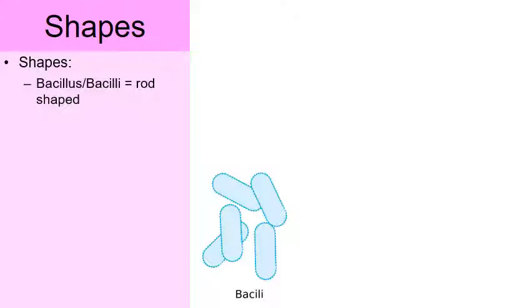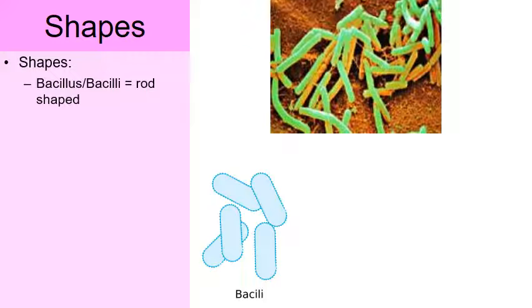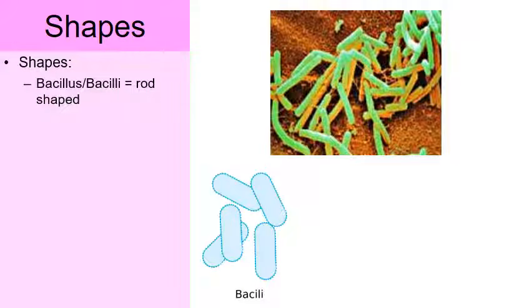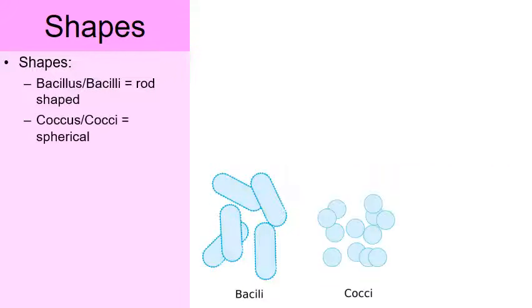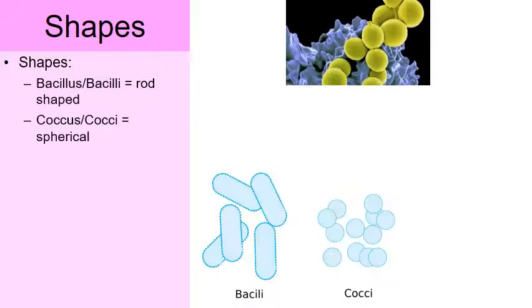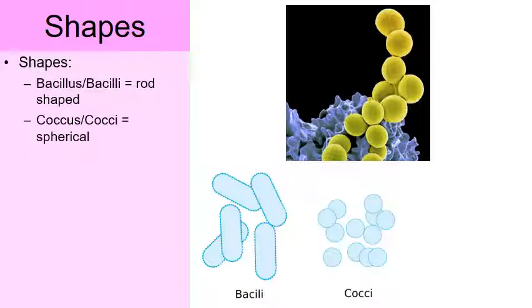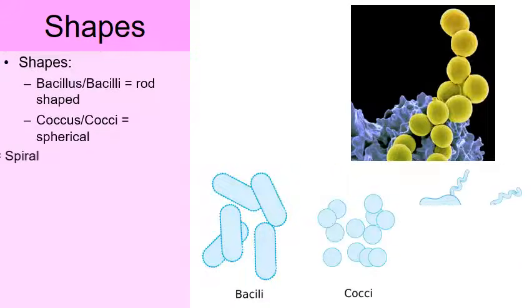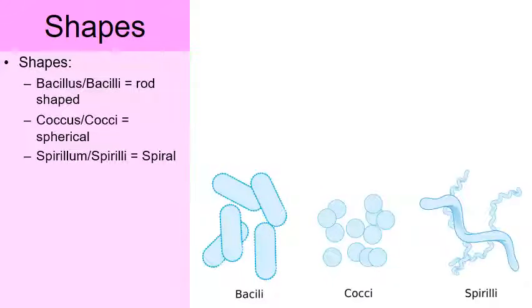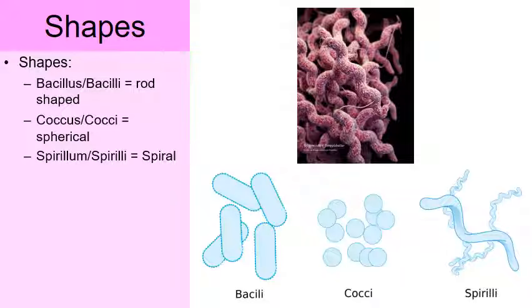Okay, let's kind of change directions here and talk about the various shapes of the bacteria cells. Three basic shapes. You have the rod-shaped bacteria. Bacillus is the singular version and bacilli is the plural version. And like the picture shows, these are rod-shaped cells. Then there are the spherically shaped cells. Coccus is singular, cocci is plural. And then there are the spiral-shaped bacteria cells, the spirillum. Spirillum is singular and spirilla is plural.